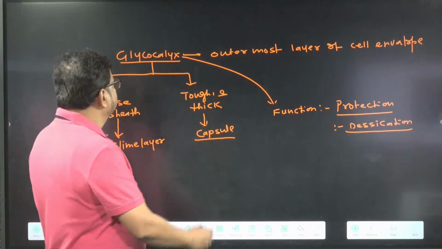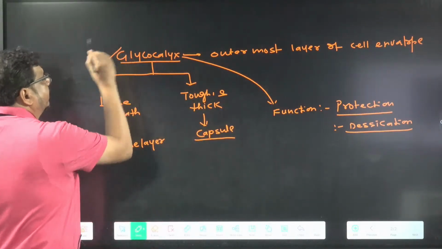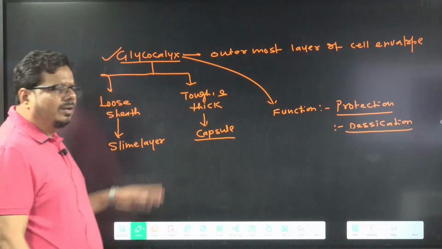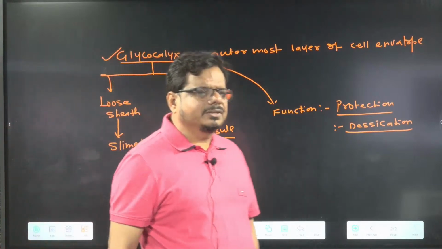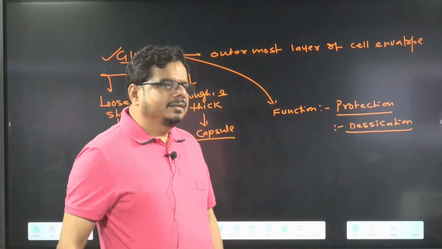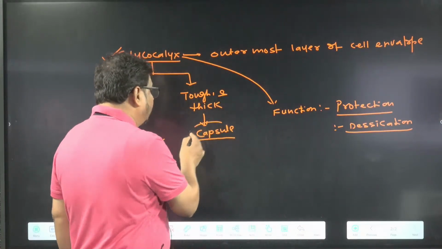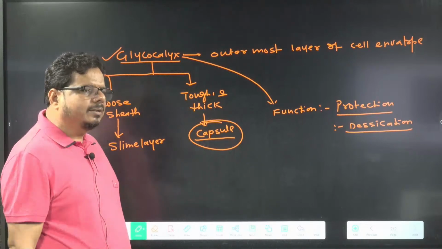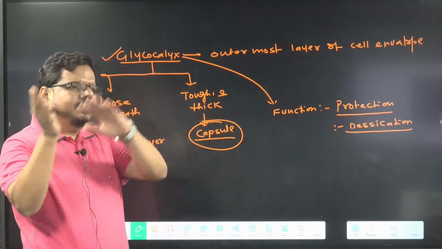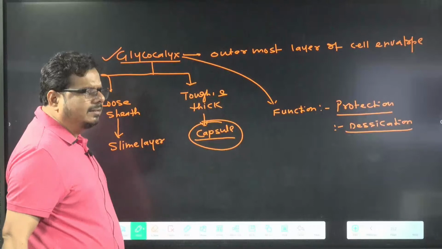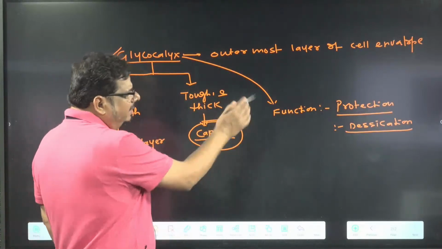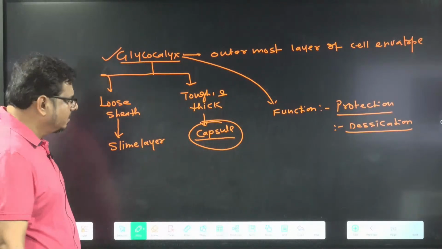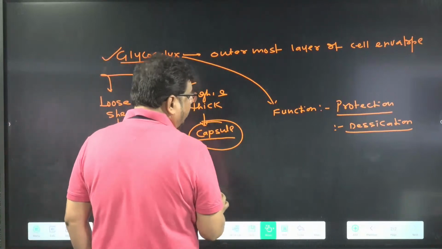So this is about the first layer, called the glycocalyx. NCERT doesn't write more, hence I am not talking much. Otherwise, these capsules also have a role in the defense of the bacteria against phagocytosis. But then immunology will interfere. That's the reason I'm not going into much detail. NCERT wrote that much information, so it is okay. Now we are moving ahead.